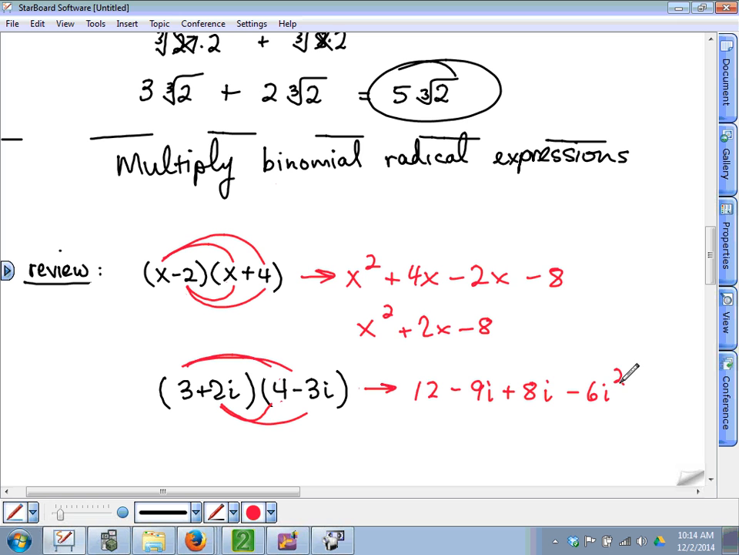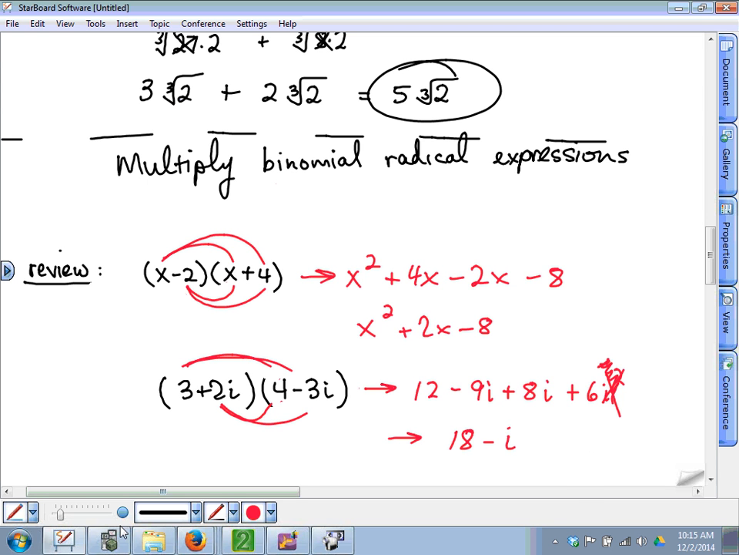And then you've got to remember important things about i squared. i squared is just negative 1. And if you multiply a negative 6 with a negative 1, you just get a positive 6. So that i squared disappears and changes the negative 6 into a positive 6. Well, that's nice. 12 plus 6 then becomes 18. And negative 9i plus 8i is negative i.